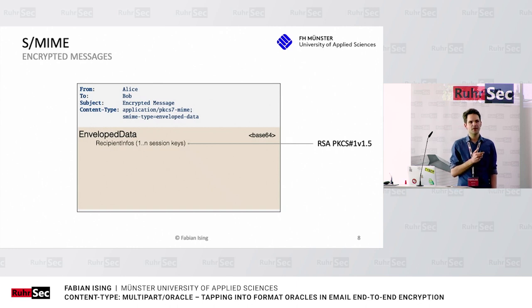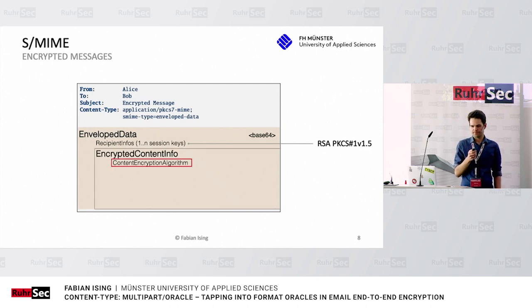So the body consists of a base64 encoded CMS message, which is, again, EnvelopedData, which will start with the recipient infos, which is basically just a list of session keys encrypted with the RSA key, or it might be ECC, but usually it's RSA-encrypted session keys. And then we will have the encrypted content info, in which we say, hey, we will use this encryption algorithm, the content encryption algorithm, which is, as you might see, not protected by anything right now, so no encryption here, no MAC, nothing.